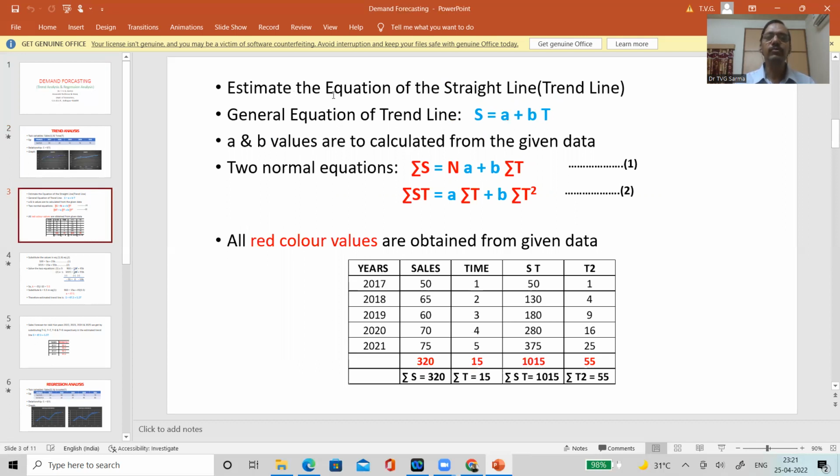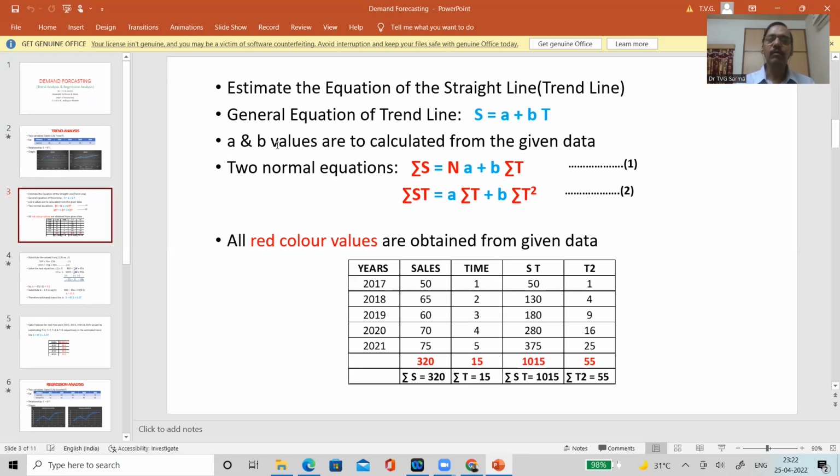First, we have to estimate the equation of the straight line, that is the trend line. Now the general equation of the trend line is given as S = A + BT, where S is nothing but the sales, which is already given in the data, and T is nothing but time or the years, which is again already given in the data. So sales is considered as the dependent variable and time is considered as the independent variable. Now, based on the data, A and B values are to be calculated from the given data.